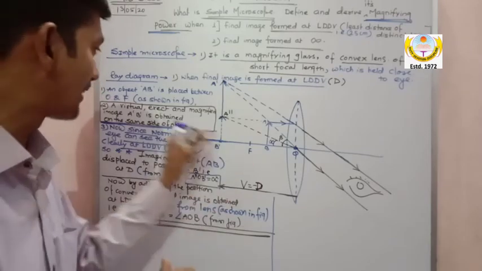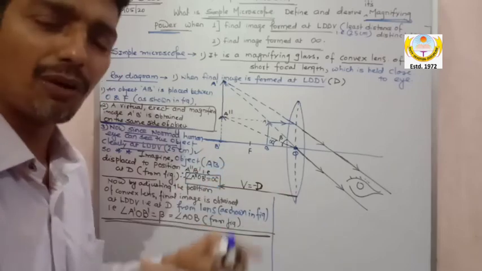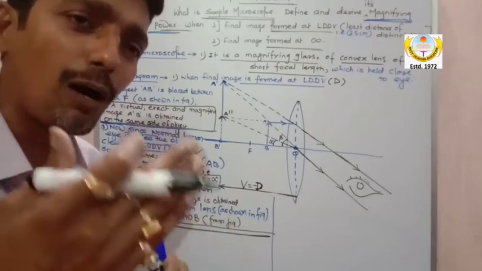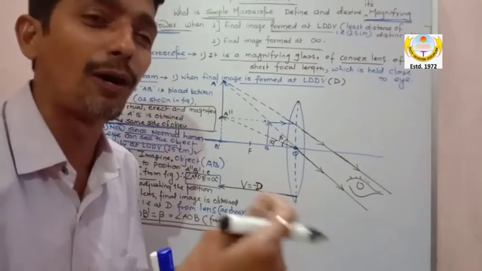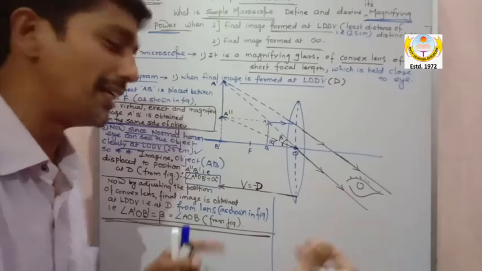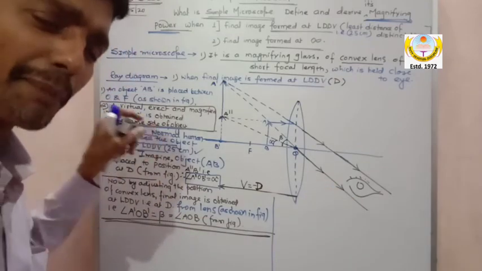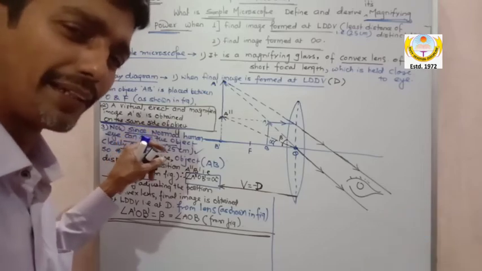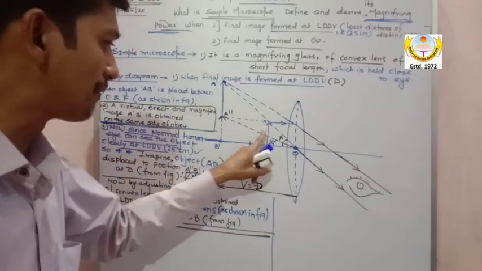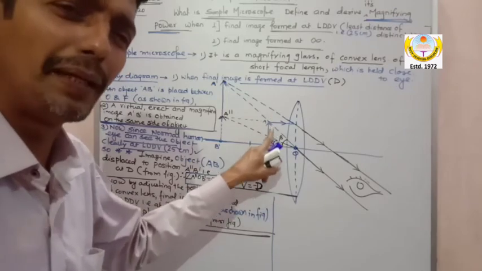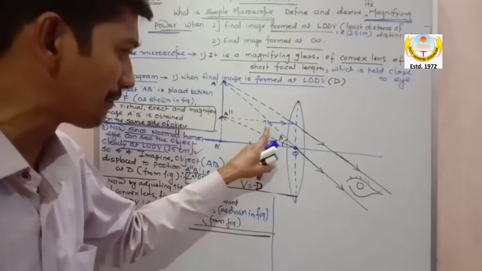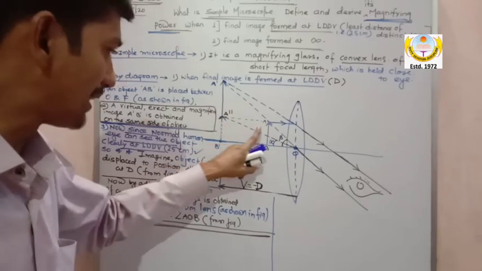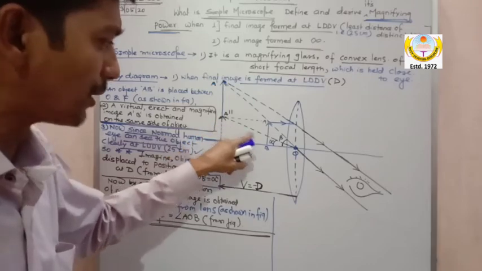Sir, but you said the object is placed between O and F. Okay, my dear, I said that, but now what is the point? I'm saying that the object can be clearly seen by a normal human eye up to LDDV, up to 25 centimeters. With this concept, in imagination, I have shifted the object to LDDV. As soon as I shift the object to LDDV, it also makes an angle.